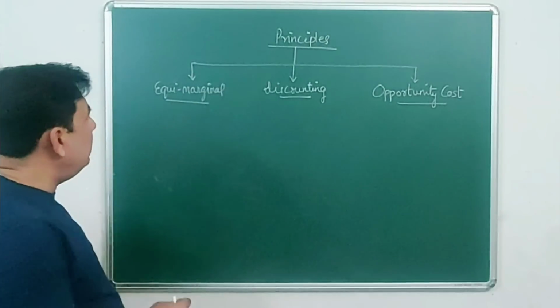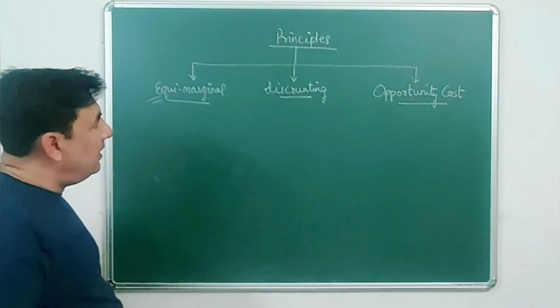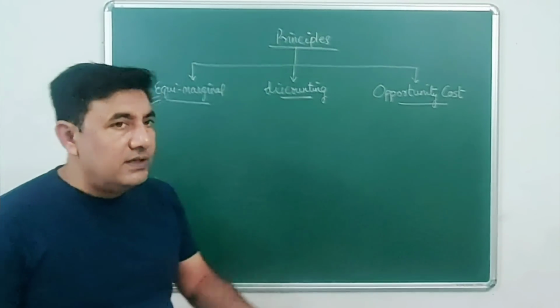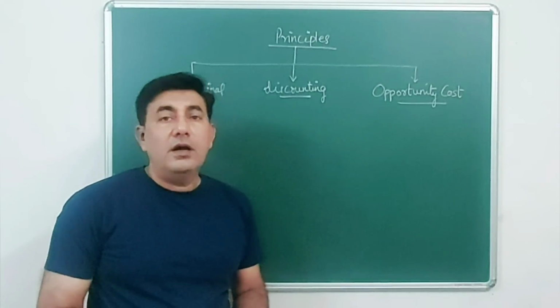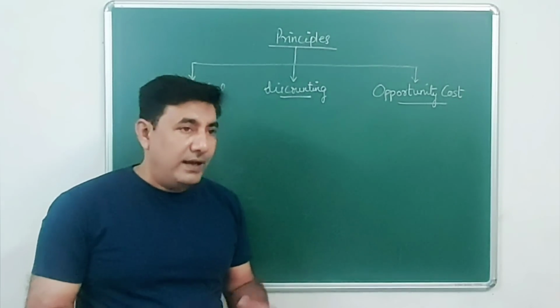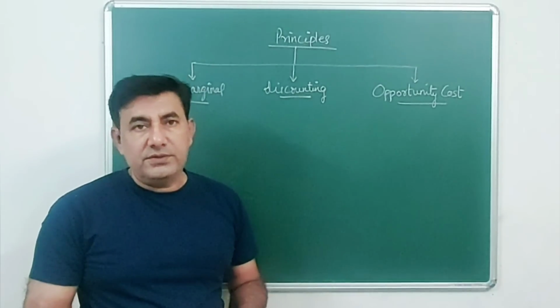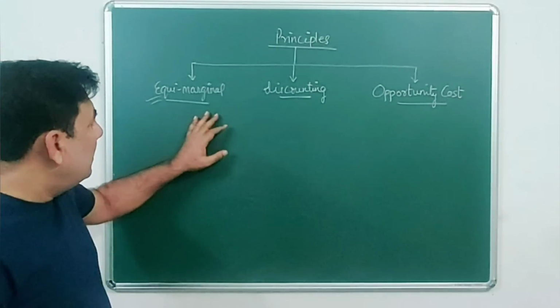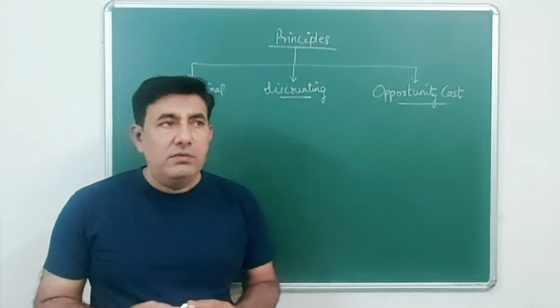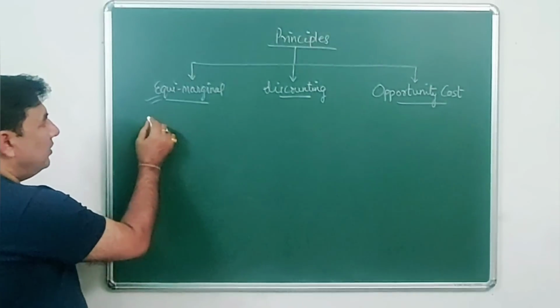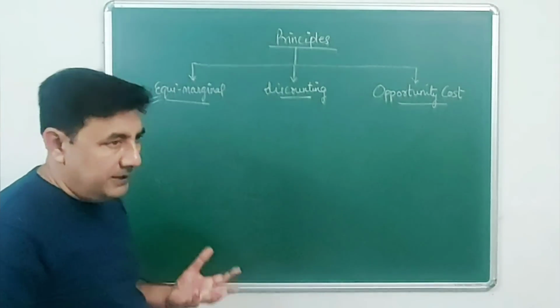Very important concept, and we will be studying about the different principles or techniques of managerial economics. So basically we study about three principles. One is equi-marginal principle, second one discounting principle, and third one, opportunity cost principle. And let's try to understand these three principles. You might get a question from this, very important one.